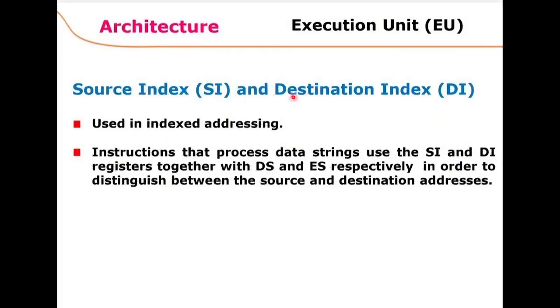Next one, the source index and destination index registers. These two registers are used in indexed addressing modes, and again these two registers hold the offset. Also in string operations we will use SI and DI together to process the data strings. Instructions that process the data string use the SI and DI registers together with DS and ES respectively, in order to distinguish the source and destination addresses.